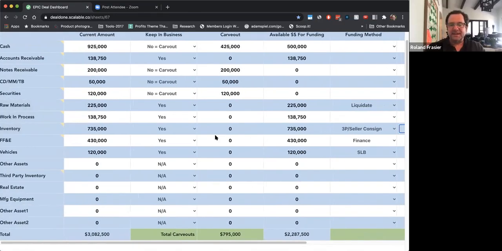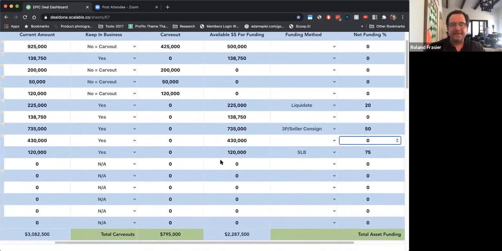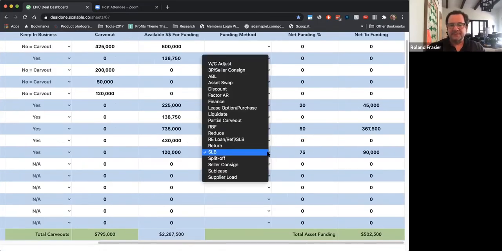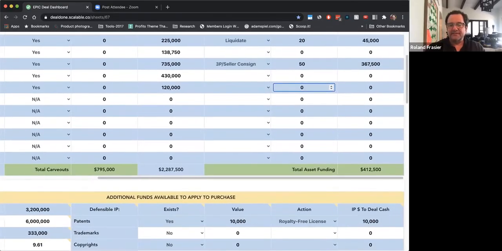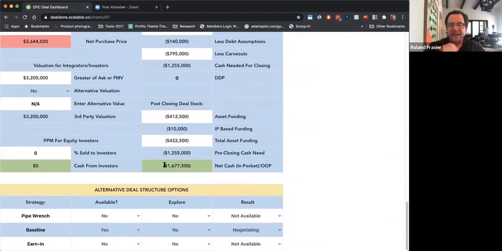My FF&E, instead of doing the financing on that, I don't do anything. I keep that. And then the vehicles, let's see, on the vehicles, don't want to do anything with that. I'm not going to do anything with the vehicles either. Okay. And then let's see what that does. So let's go down to the bottom, and now we see we're still ahead, 1,677,500, but now it's a way stronger company after this.